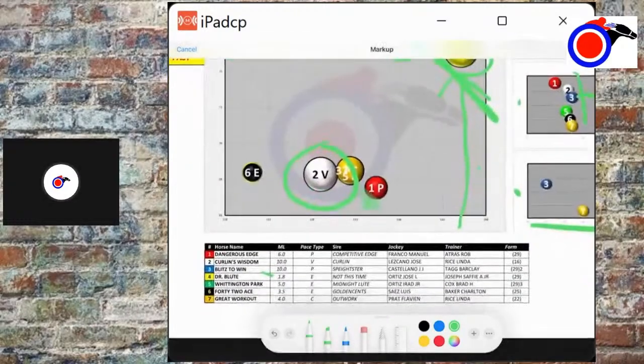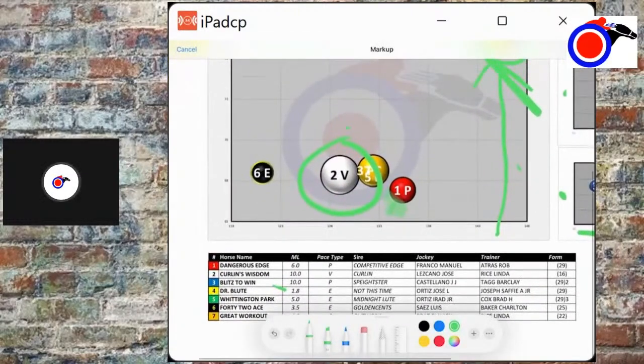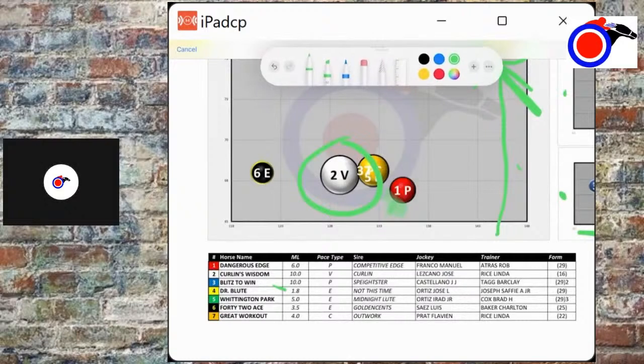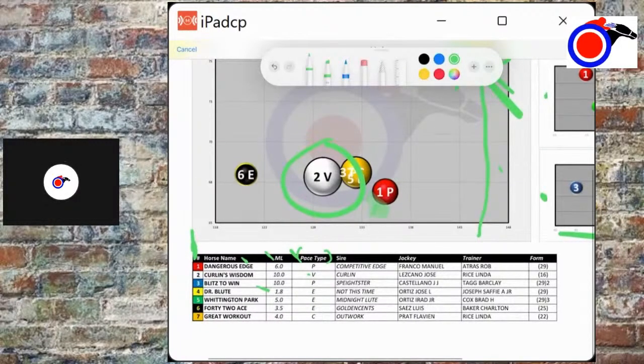And then lastly, when you go down to the bottom and look at the information down there, there's a few things here. Obviously you've got information on the saddle cloth numbers and horse's name. You've got your morning lines here. This is very valuable information for me. The pace type of the horse, but you've got sires, jockey information, who the trainer is, and this is a new add, and I'm going to be adding more stuff as we go forward.